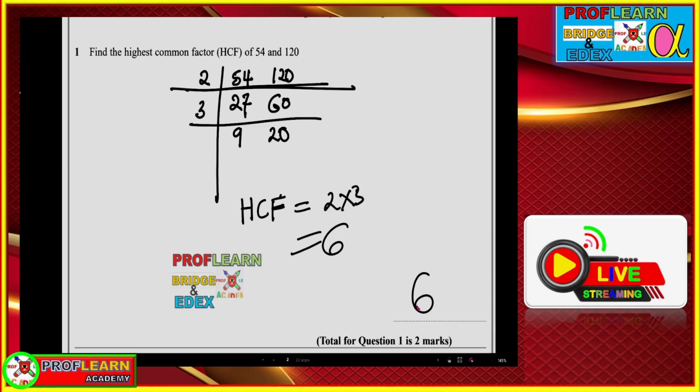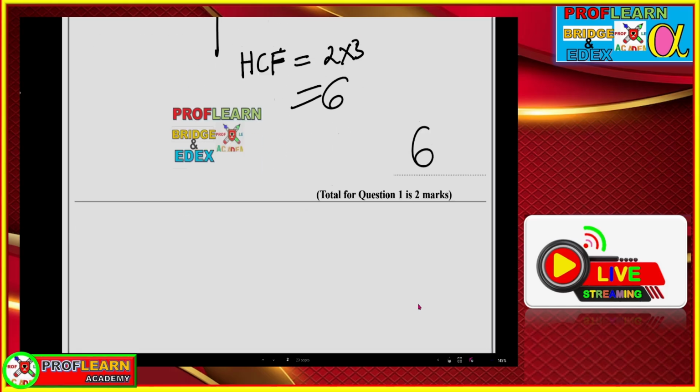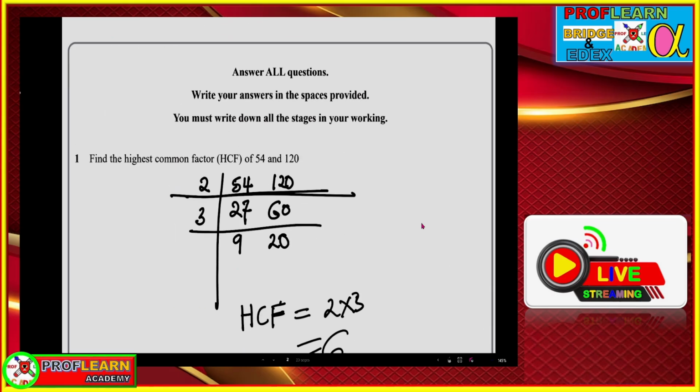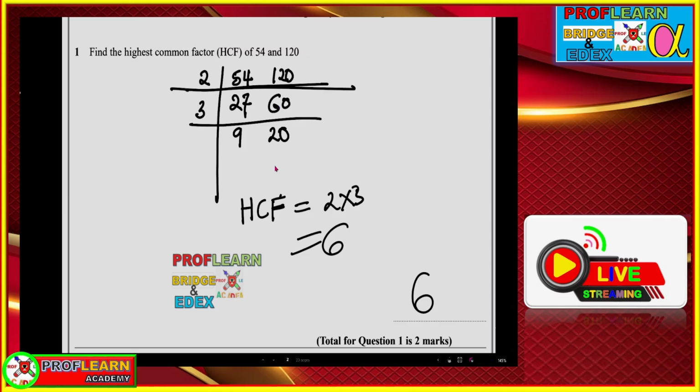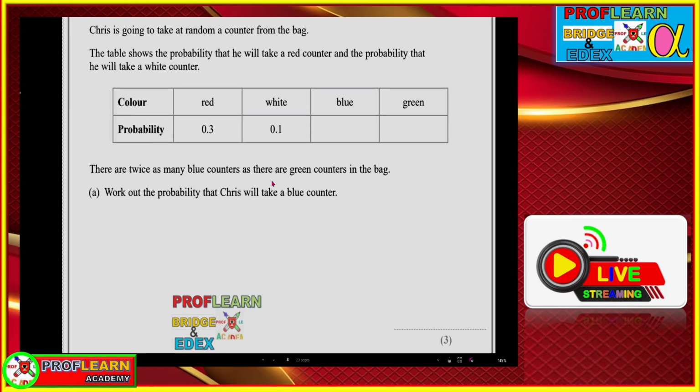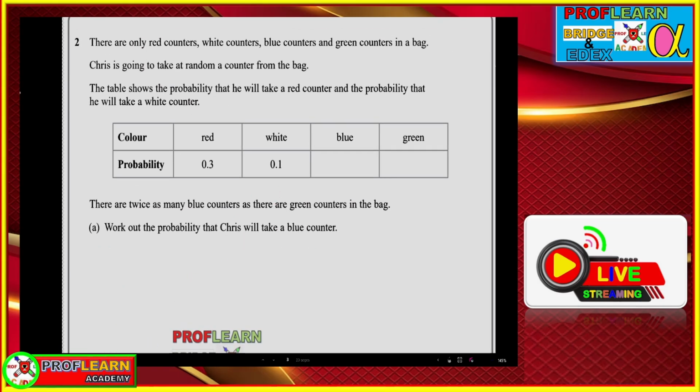So in the event you are given a question to do with finding the highest common factor, that's how you are supposed to go about such a question. Next, in GCSE Math you can be asked to find HCF, or you can be asked to find least common multiple. Another question that you can be asked is a question to do with probability. In probability, you may be asked to find the missing part.